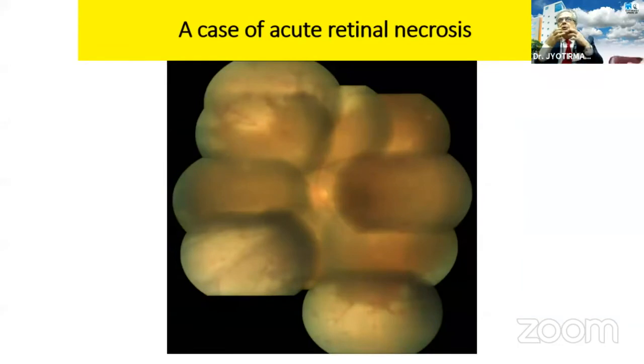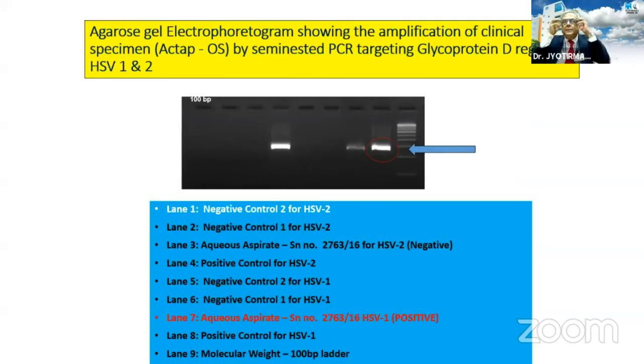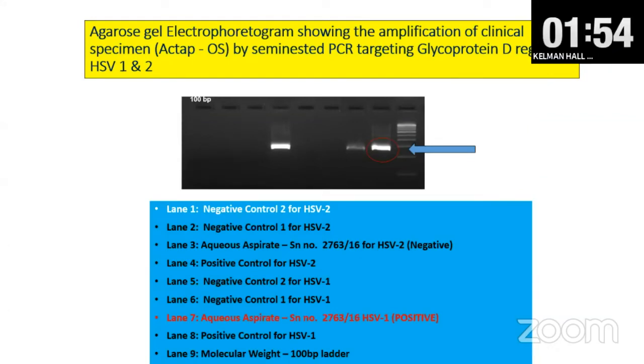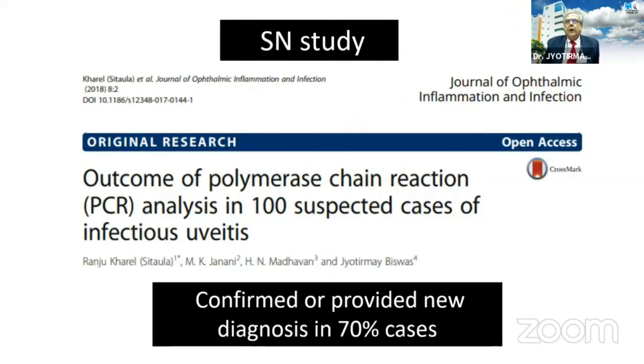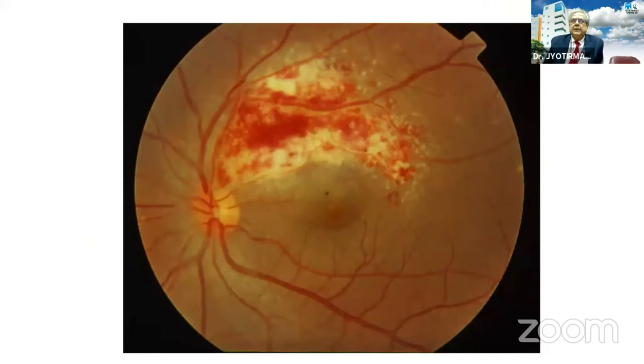This is a case of acute retinal necrosis. I can see the necrotizing retinitis in the periphery with retinal hemorrhages and wedge-shaped appearance. We did a nested PCR as well as real-time PCR. Nested PCR showed HSV1 positive, and the real-time PCR showed 88,000 copies of herpes simplex virus type 1. In the analysis of 100 suspected cases of infectious uveitis, PCR confirmed or provided the diagnosis in 70% of the cases.